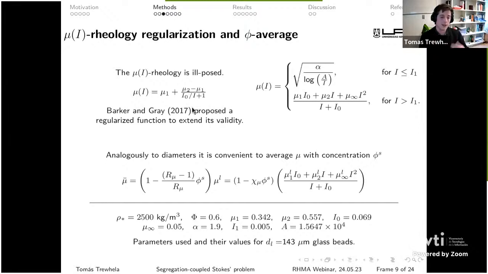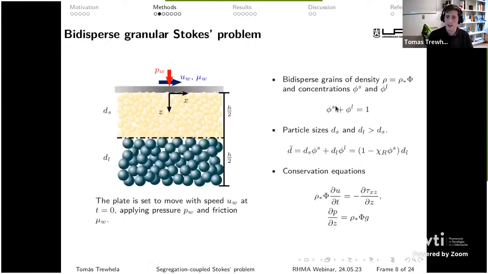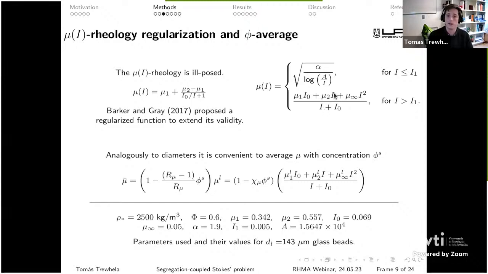And not only me is saying this. This was explored by Barker and Gray, who proposed a regularized version for this rheology. And this regularized version of the rheology expands this range of validity with the usage of these two relationships, with a singular point I1 that separates these cases. But I want to at least grab your attention to this second relationship here, which is the one I will use in the steady state solutions in the results.